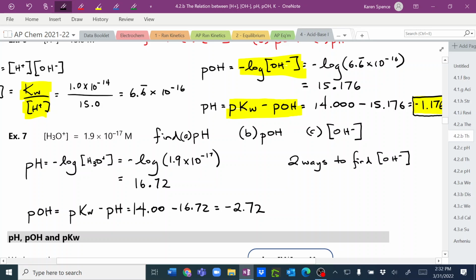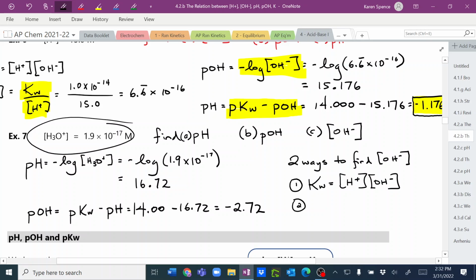Did you guys get negative 2.72 for the pOH? Yes? There are two ways to find the concentration of hydroxide. What are the two ways given the information that we have here? Yeah, we can use Kw, right? What's the second way?